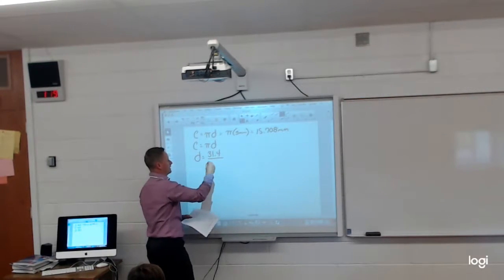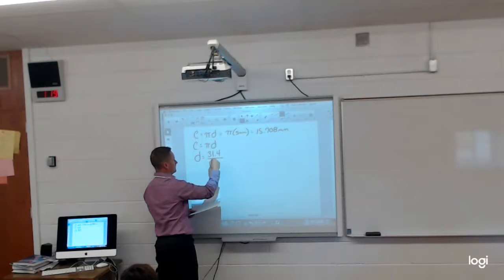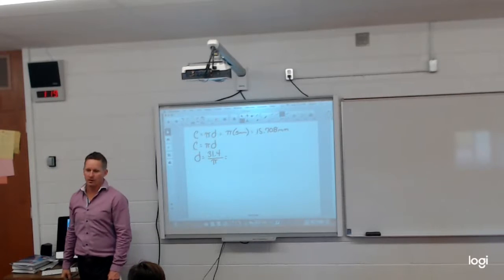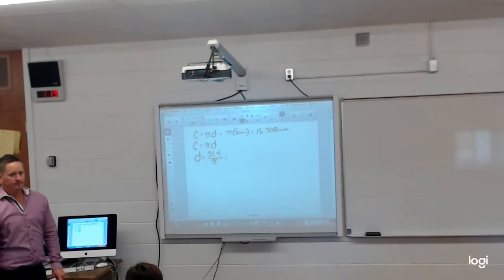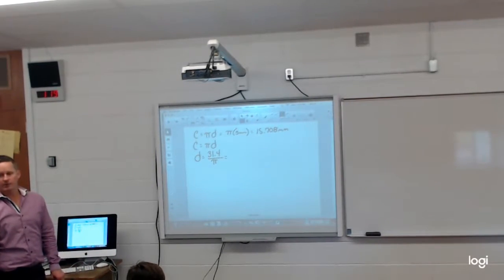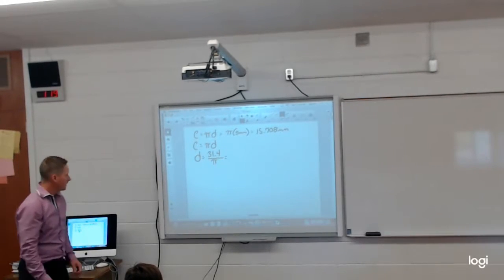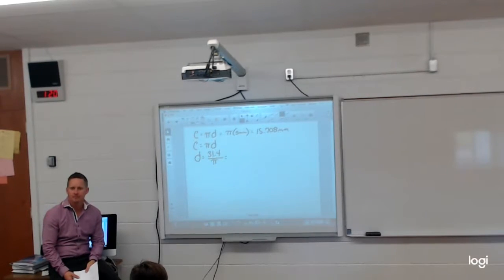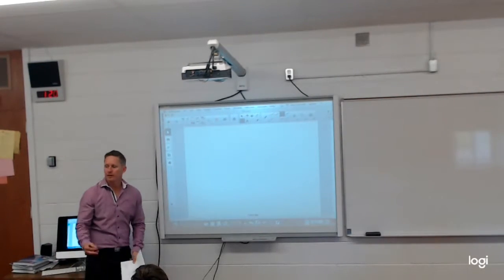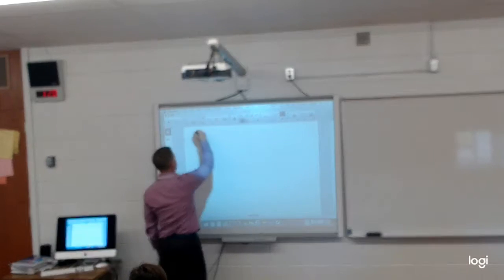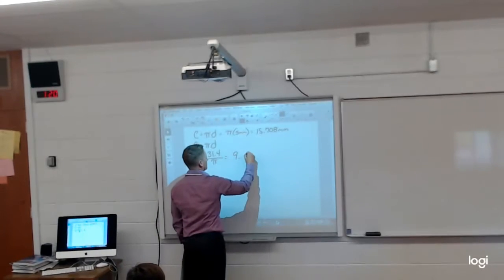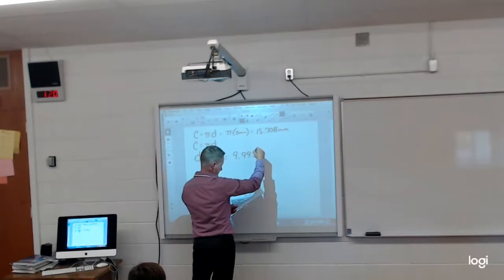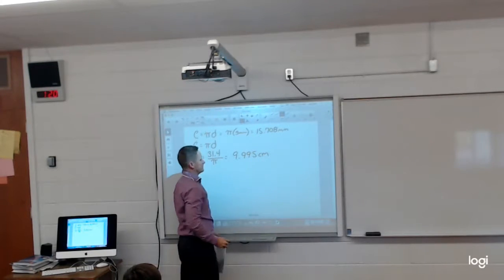Divide by 2. d, right? No, divide by pi. So 31.4 divided by pi. Do we do the number or pi first? You're going to put 31.4 and then divide by the pi button. 9.995. Counted correctly? Yeah. Okay. And units? Oh, this is centimeters. So far, so good.